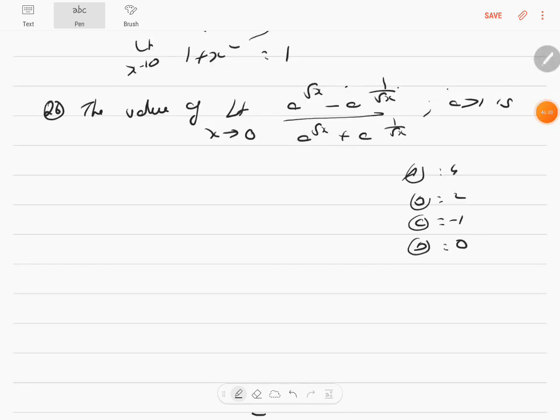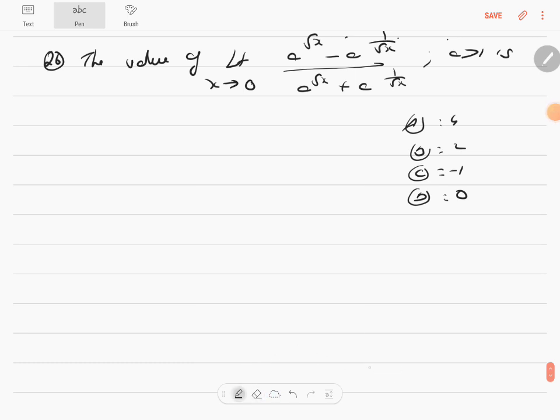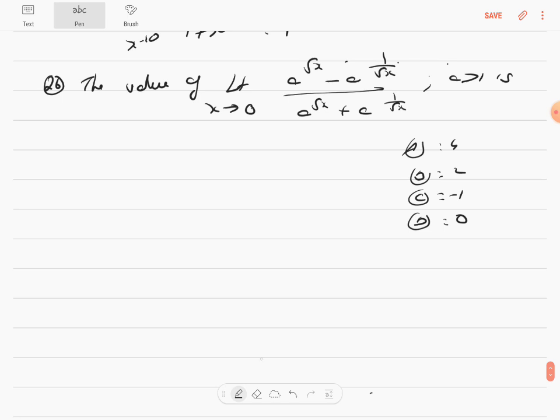So the next question is this. Okay, so here if you see, it's a to the power root x minus a to the power 1 by root x by a to the power root x plus a to the power 1 by root x, x is tending to 0. So if you put root x as t, 1 by root x will tend to infinity, so it will become 1 by t.